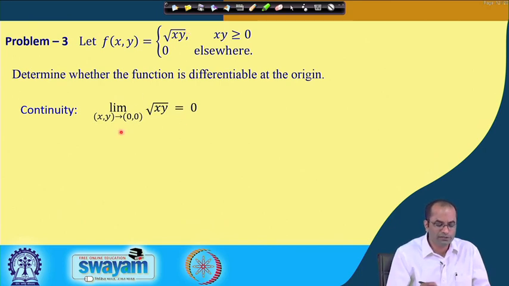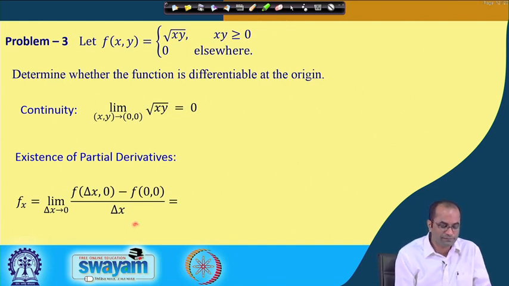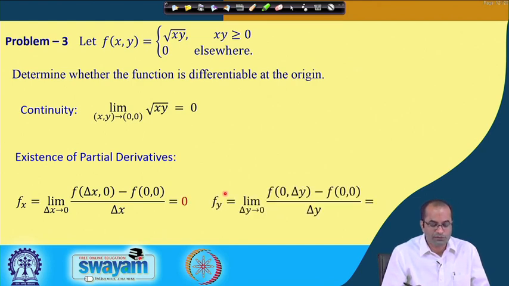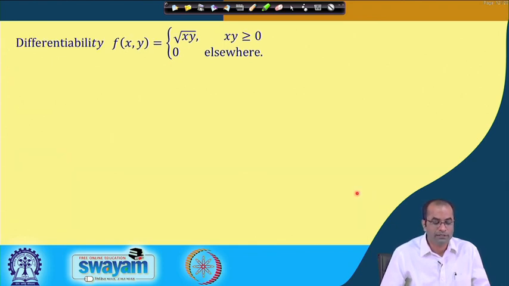So, we have the continuity of the function, and for the existence of partial derivatives we can again use the definition. Here f(Δx, 0) is 0, so this product is 0. So, we will again get 0 here, and f(0, 0) is 0. So, 0 minus 0: f_x at (0, 0) is 0, and similarly f_y is also 0 at (0, 0). So, this function is continuous and the first order partial derivatives exist.